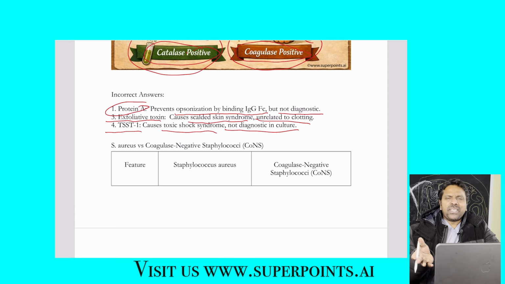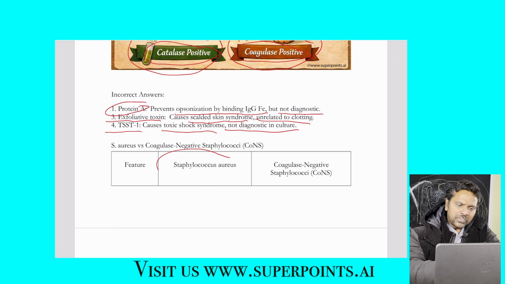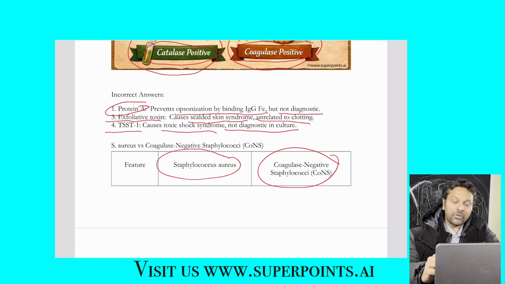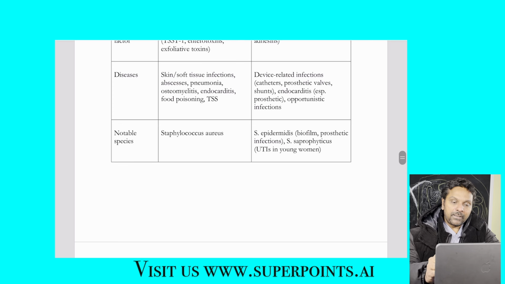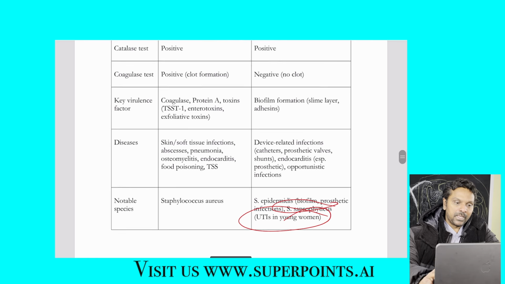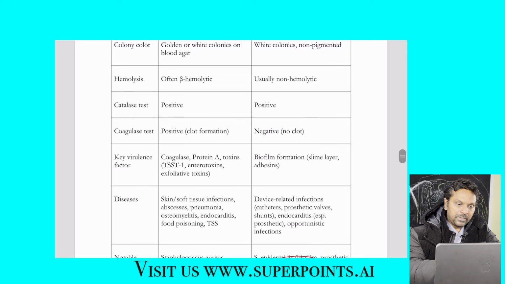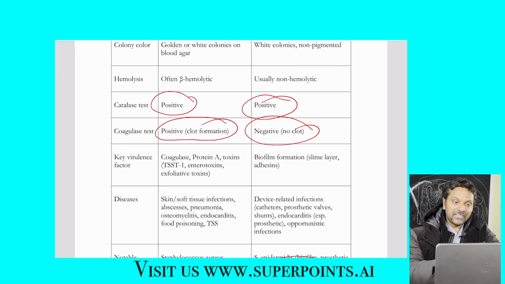So why are these important things? I mean, this is about differentiating Staphylococcus aureus and coagulase negative Staphylococcus. They have clinical significance too. I told you already, Staphylococcus saprophyticus causes UTIs in young women. And you see the coagulase test is positive here and negative here. Catalase test is positive in both cases, but coagulase test is positive here but negative there.